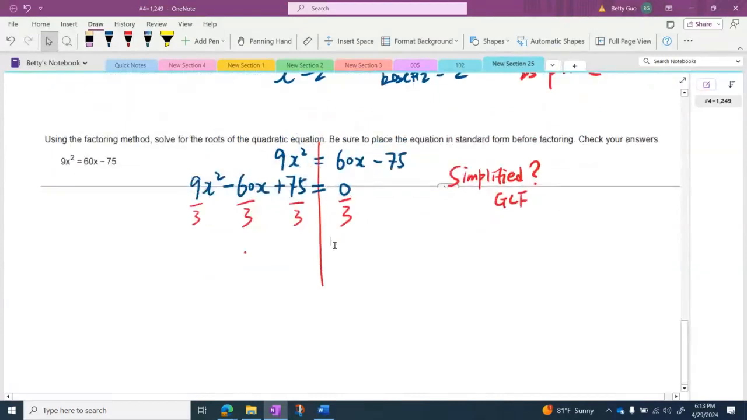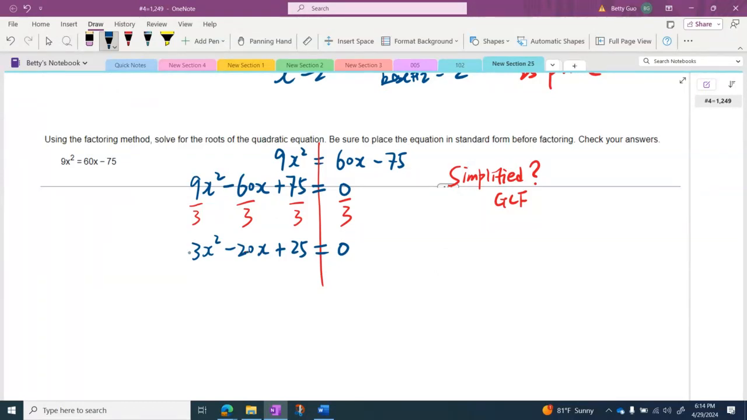As long as we treat all the terms the same way, the equation will remain equivalent. So to simplify the equation, we divide all the terms by 3. And then let's see what we have. We're going to have 3x squared minus 20x plus 25 equals 0. That's the simplified form, and also the standard form, of the given equation.